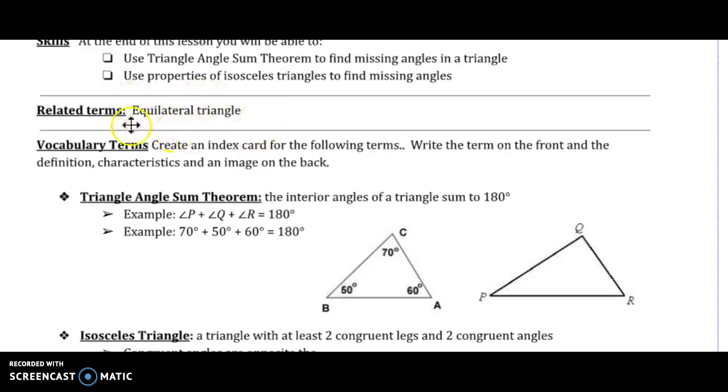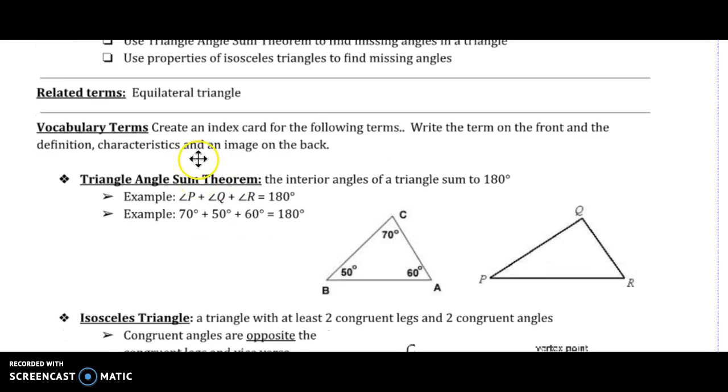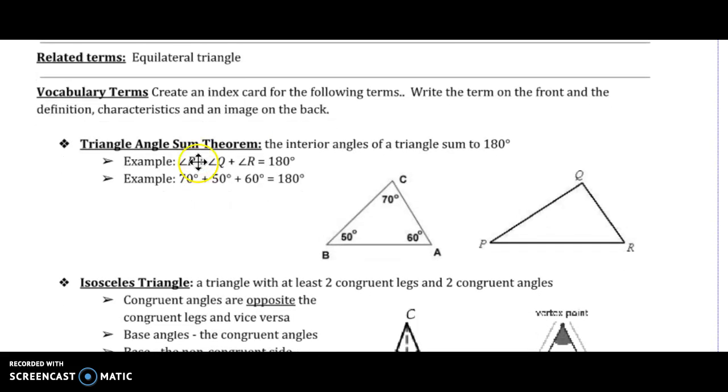Related terms, which we're not going to discuss below because we've already discussed it, is equilateral triangle, but you may see this in practice problems and you need to know how to use that information. So please grab that vocabulary card as well. So for the terms below, please make an index card so that you can reference them. So the first thing is the triangle-angle-sum theorem.